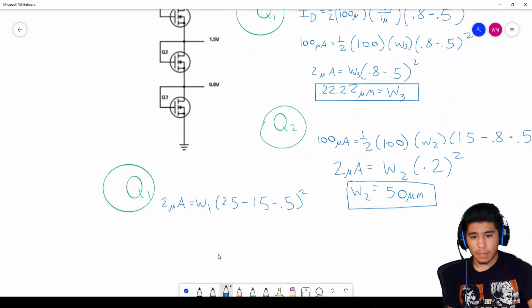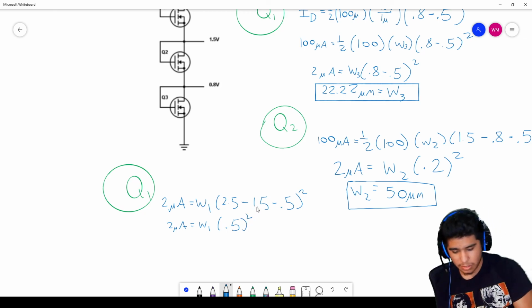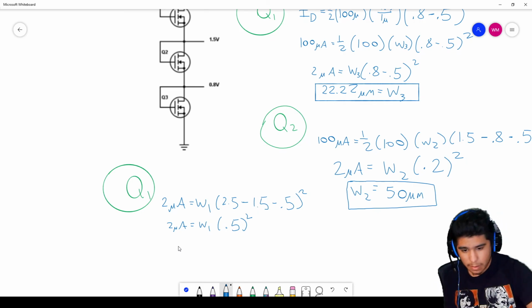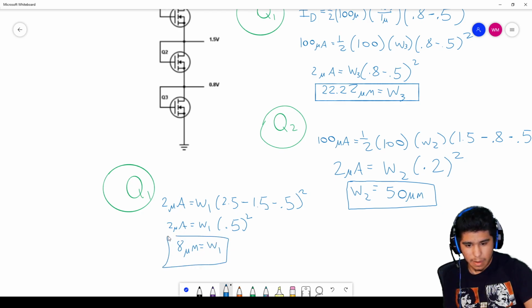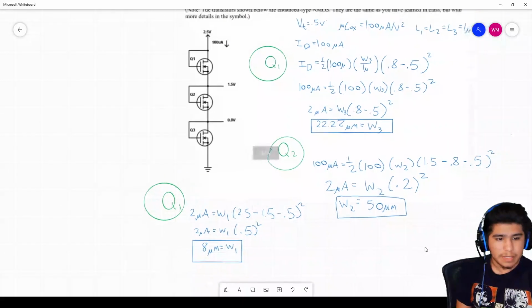Alrighty. Now, you can just simply combine that to get 0.5 squared. And this should give us 8 micrometers. Alright. And just like that, we were able to calculate all the gate widths.